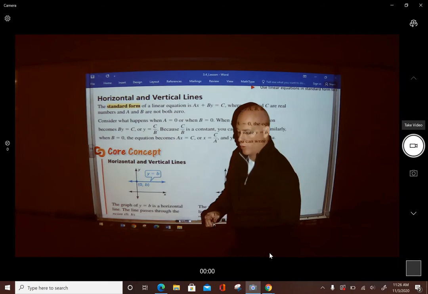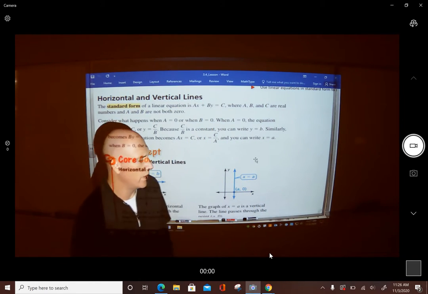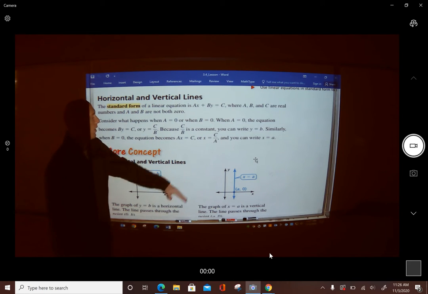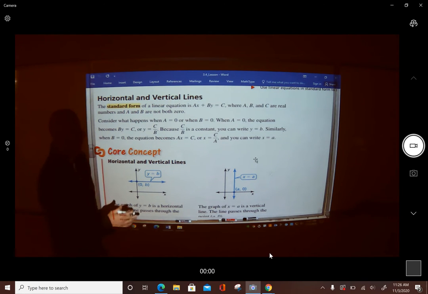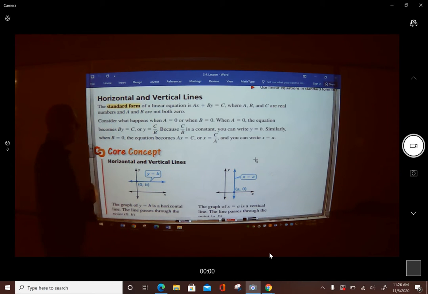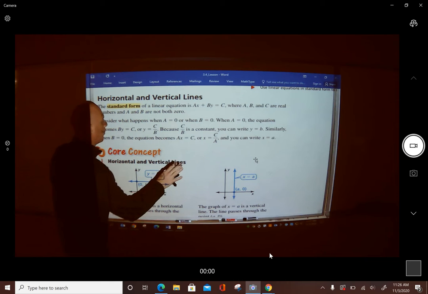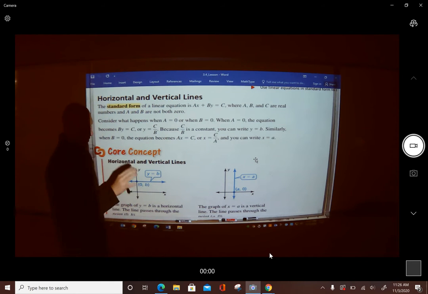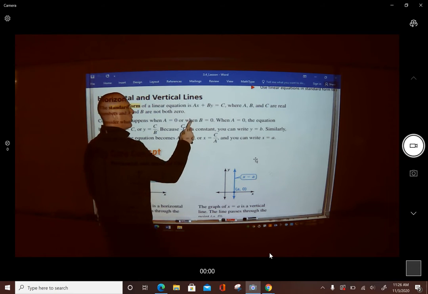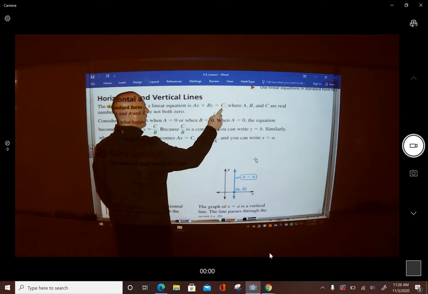Hey guys, this is going to be section 3.4. And you can tell we're going to be talking about horizontal and vertical lines, and we're going to be talking about writing equations in standard form. So we're just going to start out very clearly with what standard form is. Standard form is a way to write an equation of a line. In this form, it's going to be ax plus by equals c.